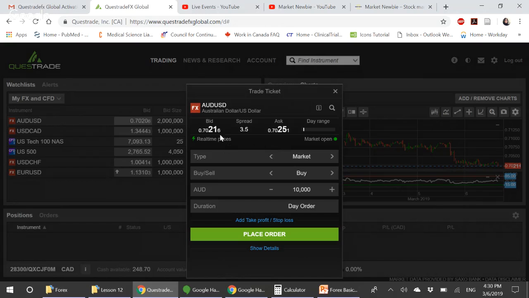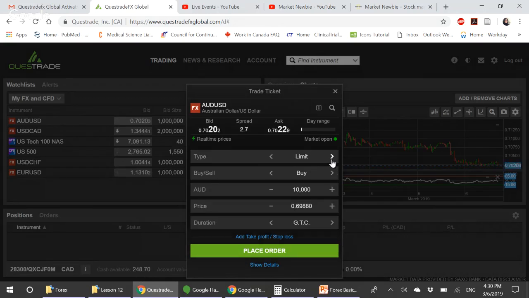If you look at the bid and ask, the spread is the difference between these two, 21, 24, 22, 25. The spread is only 3 pips. So we're talking about a 3 pip spread. I can do a market order, or I can do a limit order. With the limit order, I can bring down the price, say 7021 is too much. I want to buy lower. It goes down 1 pip with every click of the mouse, so I can adjust my limit price.